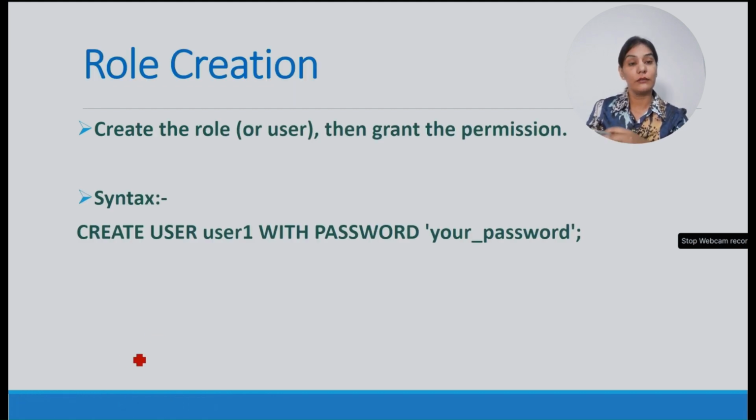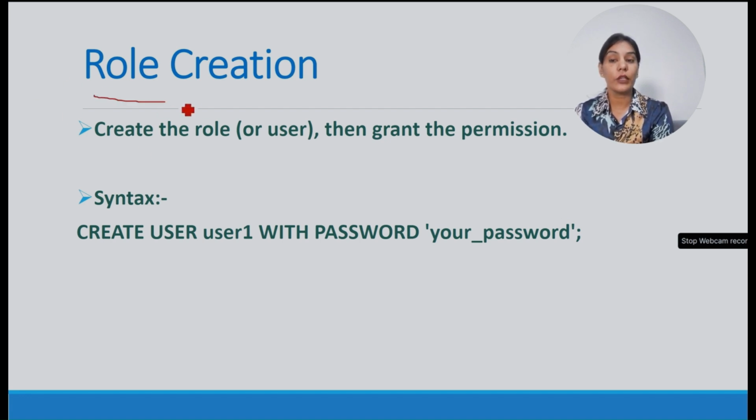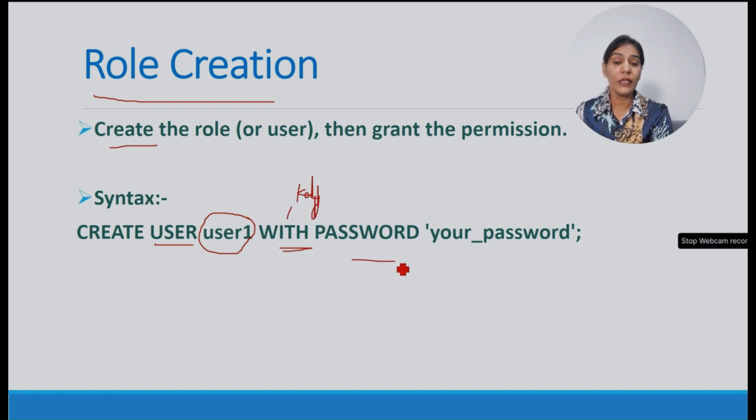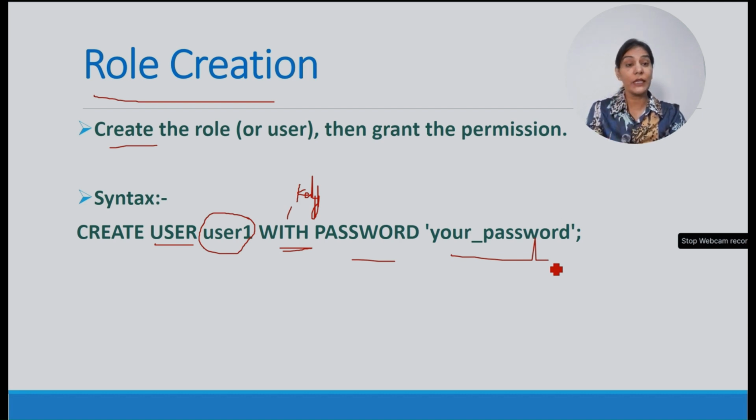Now, before we actually start implementing these, we need to create those users in our database. For that, we use the create command, as we did for create database and create table. Similarly, for role creation, we again use a create command: create the role or user, then grant the permission. So here is the syntax: CREATE USER as a keyword, then give a username to a person. Here we have given user one, then the keyword WITH PASSWORD, then enter the password. In the beginning we kept the password for our database, and you have to mention that one here.